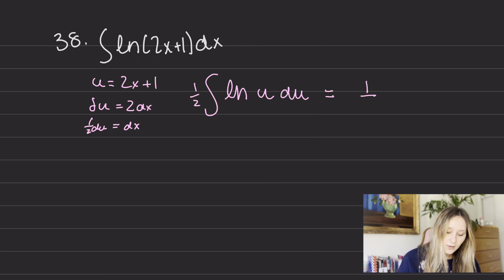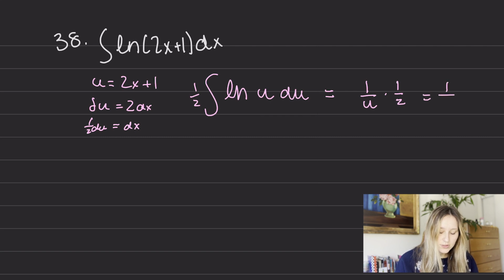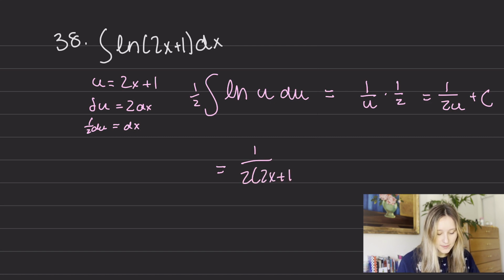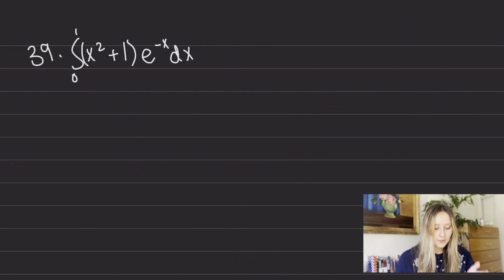This is going to be 1/u times 1/2, which is 1/2u plus c. Plugging it into the original variable x, we get 1/2 times 2x plus 1 cubed plus c. Okay, now we have another silly integration by parts.